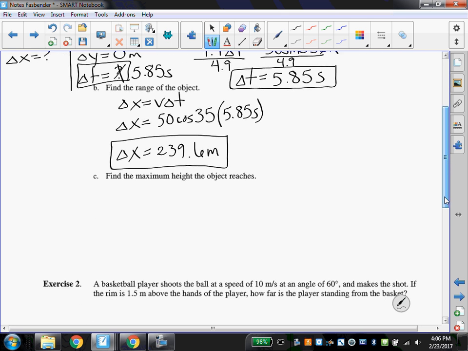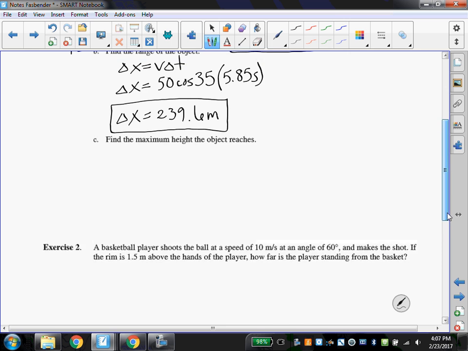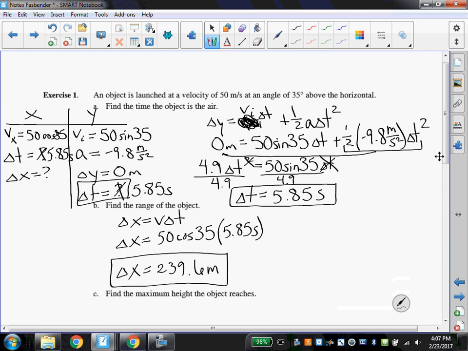Now, part C is a very interesting question because this is not a question that we got when we were looking at horizontal projectiles. Find the maximum height the object reaches. Now, we don't really know anything about the height right now. The only thing we know is that from the start to the end, we have a delta y of 0.